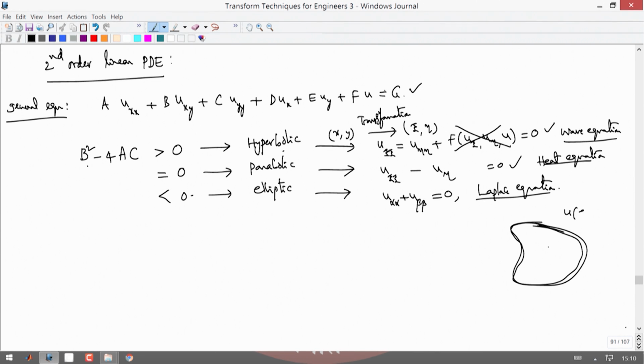at xi, eta equal to 0, that is called initial value, initial condition. If you provide this, that is called initial condition. If you provide on the boundary, that is boundary condition. So you provide this, and you make it an initial boundary value problem for one of these typical equations, and we will try to solve this by other techniques. We can solve by other techniques, but in this course we will solve by Laplace transform technique.